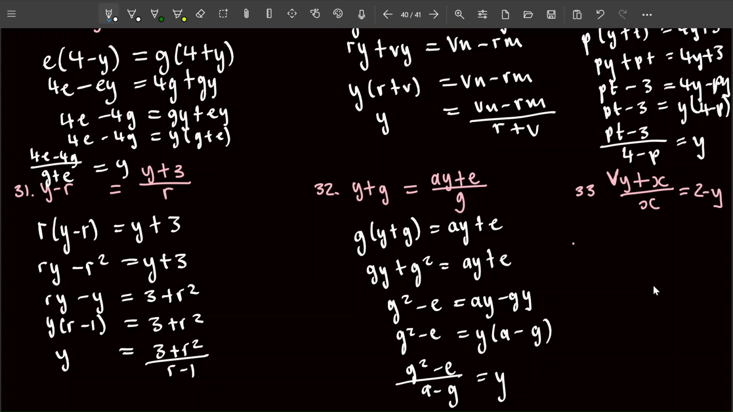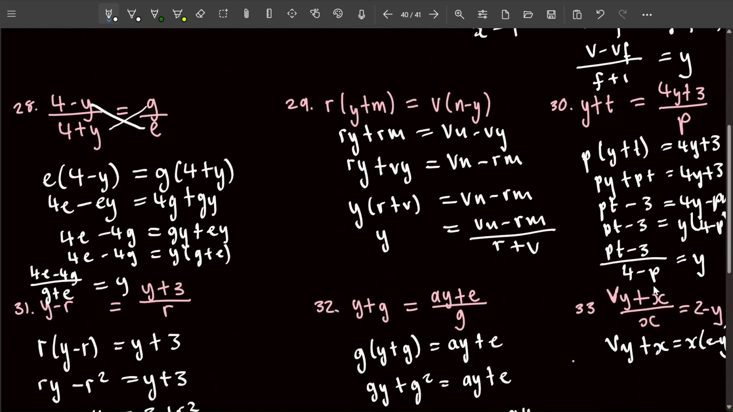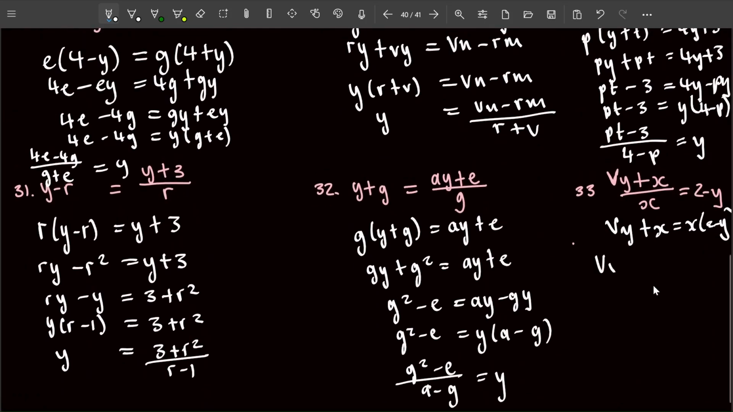Number 33. What do I do? I take x to the other side. First of all, because I have to break the fraction, I can't continue with it. Take it to the other side. I'm going to have vy plus x is equal to x is going to come here and multiply 2 minus y. Okay. Sorry for running out of space for you. So I'm going to have vy plus x is equal to x multiplying 2 minus y.